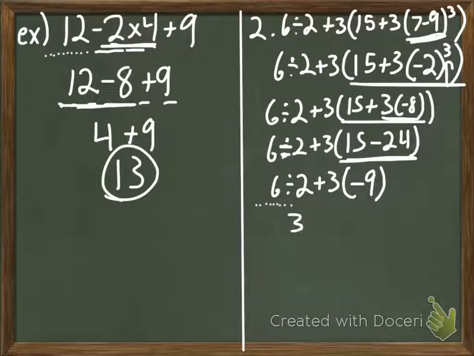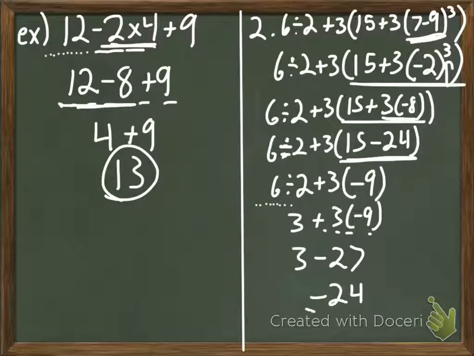6 divided by 2 is 3. 3 times -9 is negative 27, and then 3 minus 27 is negative 24.